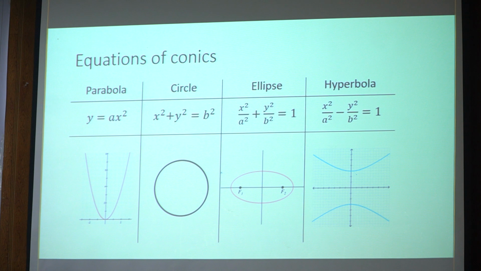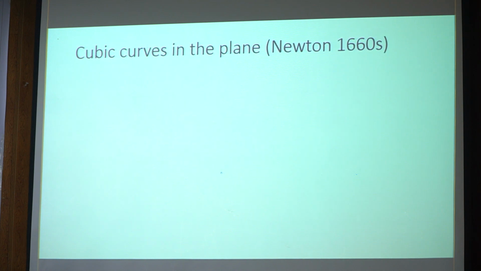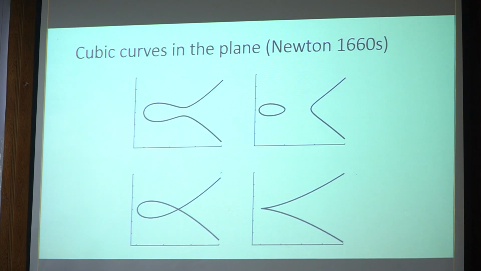But we want to move on, and the next step was taken by Newton very soon after the introduction of the Cartesian system. So Newton studied cubic curves. He said, okay, quadrics or conics are well understood. What happens if I think about cubics? He would not have drawn exactly these pictures, and he would not have written these equations. These are modern equations for some cubics.